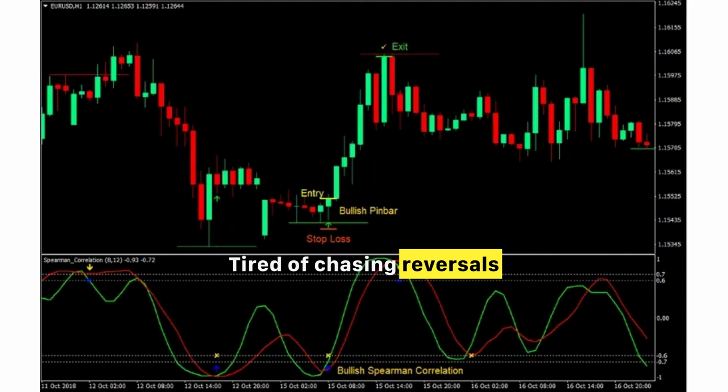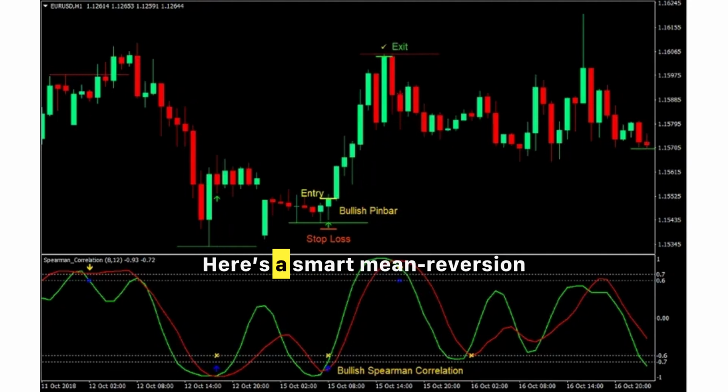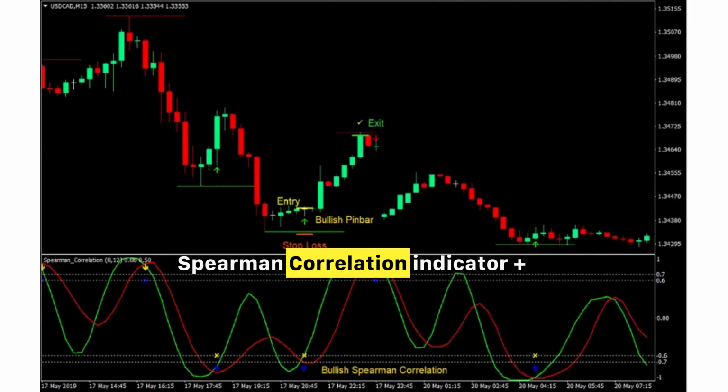Tired of chasing reversals that fizzle out? Here's a smart mean reversion strategy that uses correlation plus pin bars to catch clean, high-probability flips. This setup uses the Spearman correlation indicator plus pin bar price action.